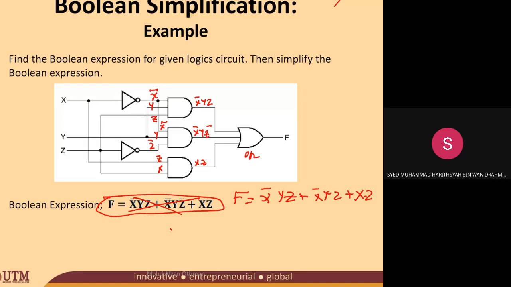Now the next step is to simplify the Boolean equation. So the next step is to simplify. So how do we simplify? What can be factored? X bar Y. Okay, you want to factor Y first. Maybe we factor X bar Y. So then we have Z plus Z bar.